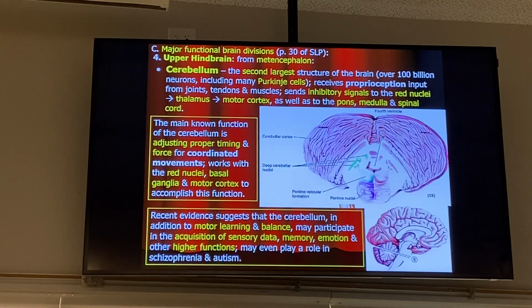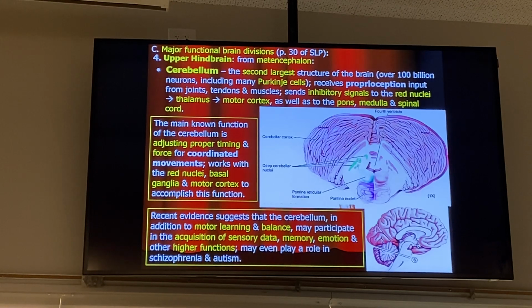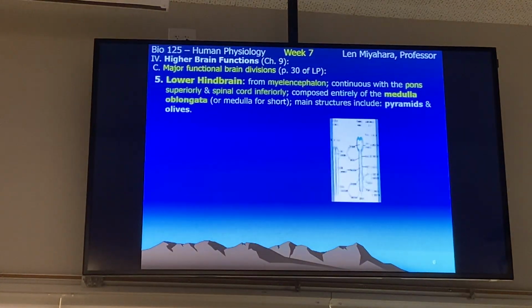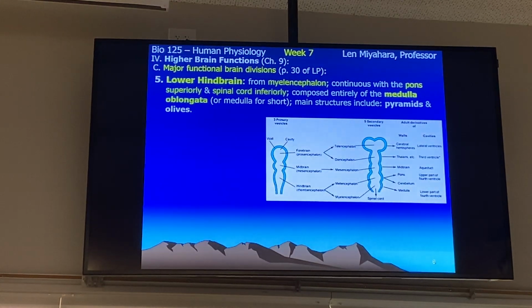But surprisingly, there are certain forms of schizophrenia and autism where the pathology is all the way down here in the metencephalon. That is surprising because it is hindbrain. It is not surprising because it's the second largest structure in the brain. Everybody got that? All right, now we're finally to the myelencephalon.